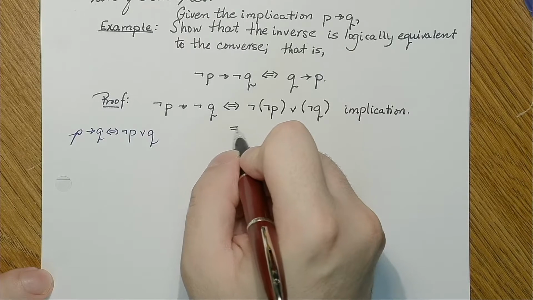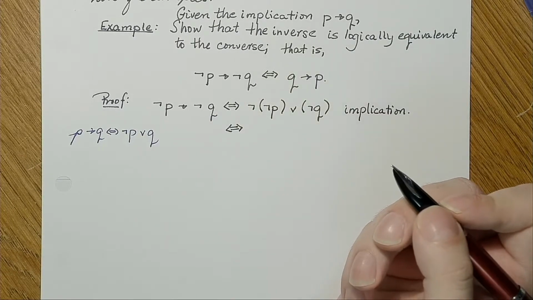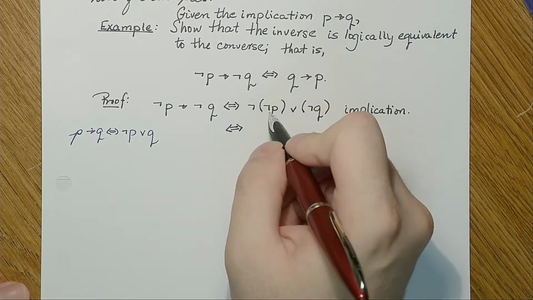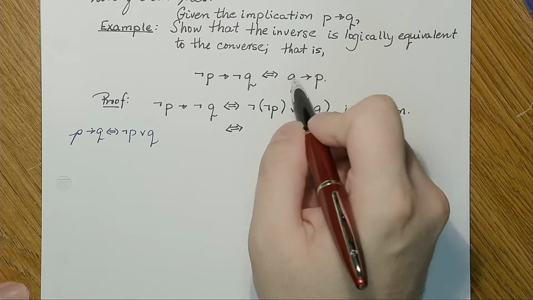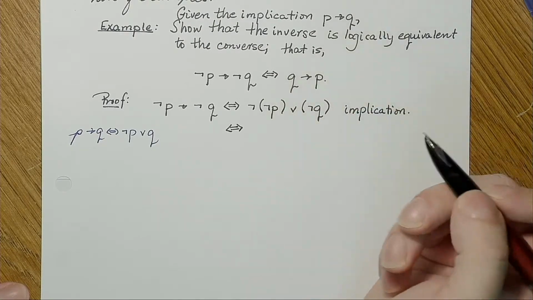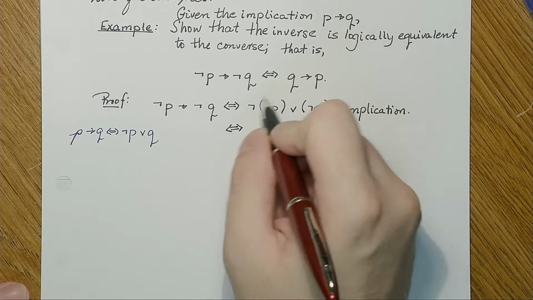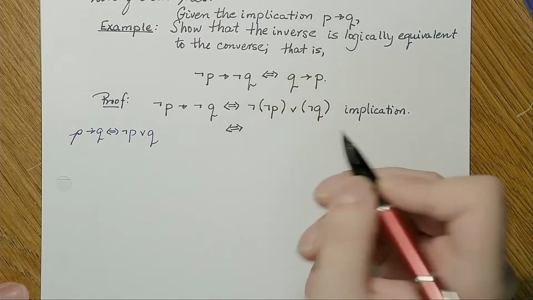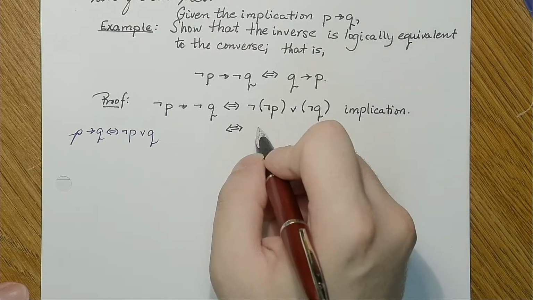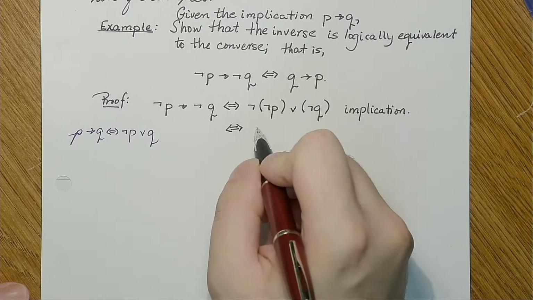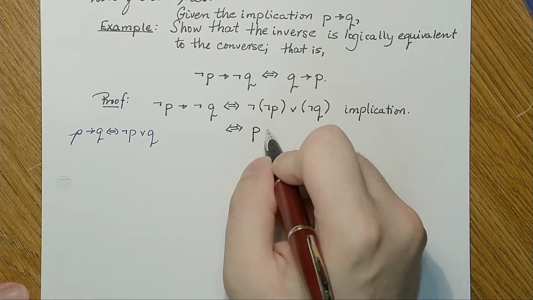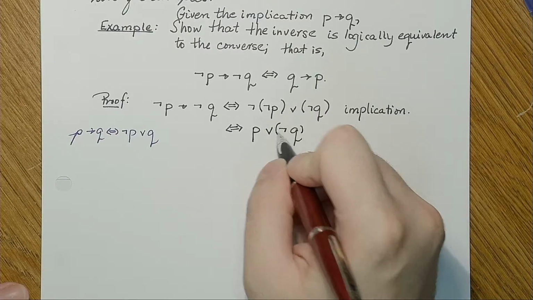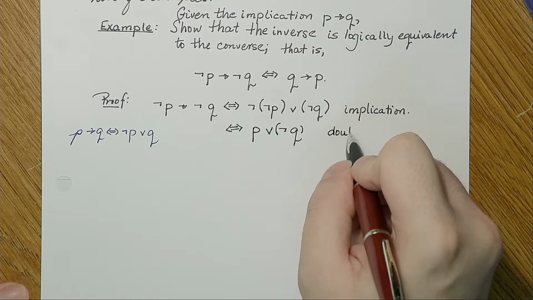Okay. The next thing that we can do is I see a double negative here, and I'm trying to simplify this. We have a negation of a negation with P. The negative of a negative proposition is itself. So it's just P or not Q. And that's called the double negation.